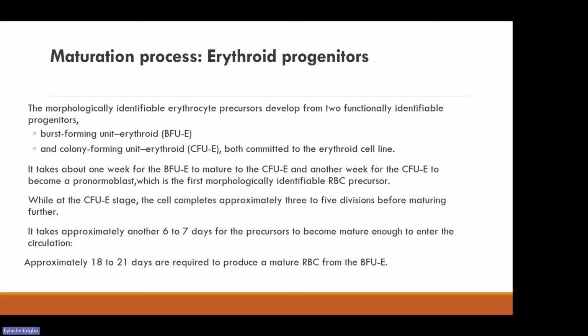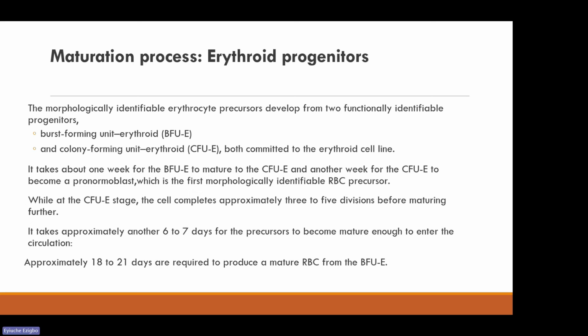Now, it takes about 1 week for the burst-forming unit erythroid to mature to the colony-forming unit erythroid, and another week for the colony-forming unit erythroid to become a pronormoblast, which is the first morphologically identifiable red blood cell precursor. While at the colony-forming unit stage, the cell completes approximately 3 to 5 divisions before maturing further. It takes, as we will see in the next diagram, approximately another 6 to 7 days for the precursors to become mature enough to enter circulation.